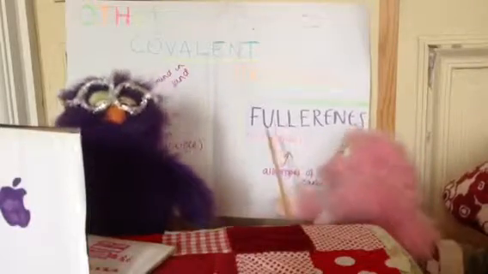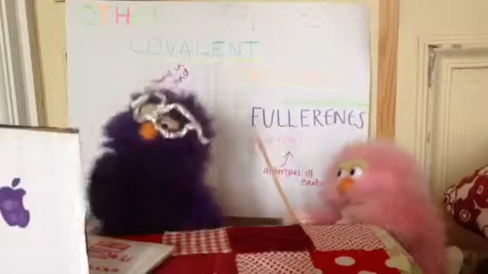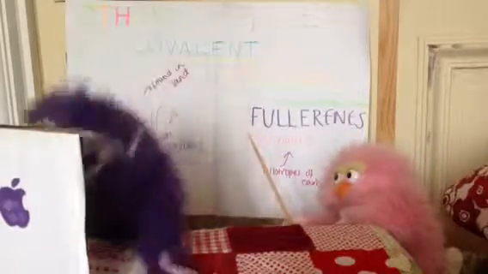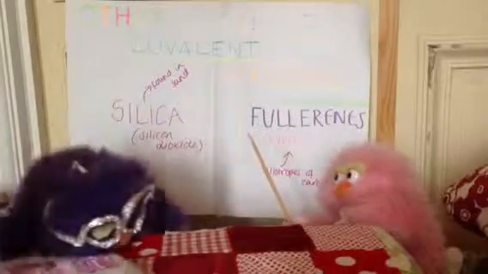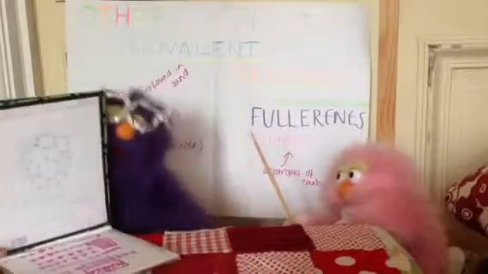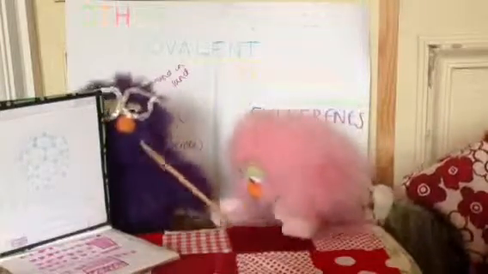Other allotropes of carbon are called fullerenes, one of which is Buckminster fullerene, which you may also know as a buckyball, like this. It is made up of 60 carbon atoms arranged into hexagons and pentagons, which make up this buckyball shape.